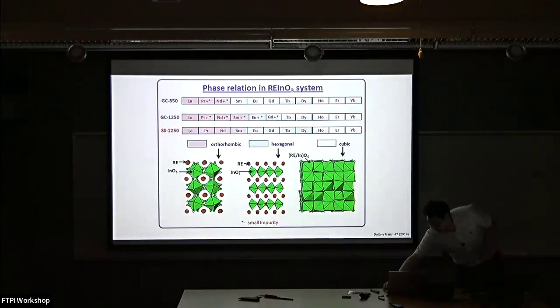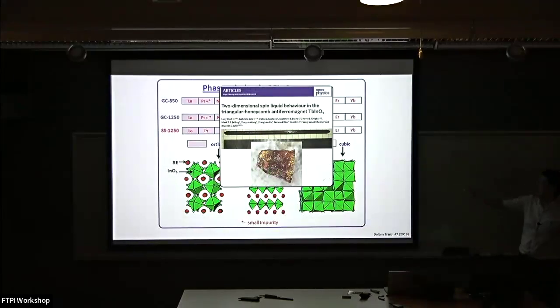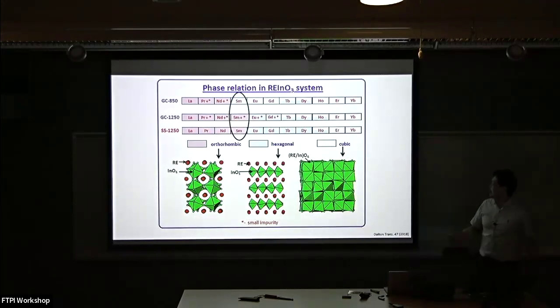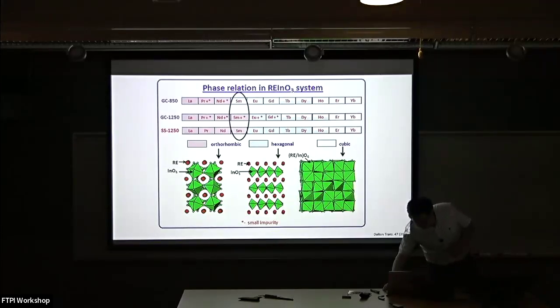The system I'm going to discuss belongs to the rare earth indium oxide 113 system. I think the most famous crystal in this system is terbium indium oxide. It has a hexagonal structure, and the terbium ions are located on a triangular lattice, so it's a candidate for spin liquid, and some work has been done. But that is not the focus of my talk today. Today I'm going to focus on samarium indium oxide. Samarium indium oxide sits at the boundary between two phases, the hexagonal phase and the orthorhombic phase. The magnetism of that compound has not been reported before, and the crystal has never been grown. So that's the motivation, and I started to investigate samarium indium oxide.